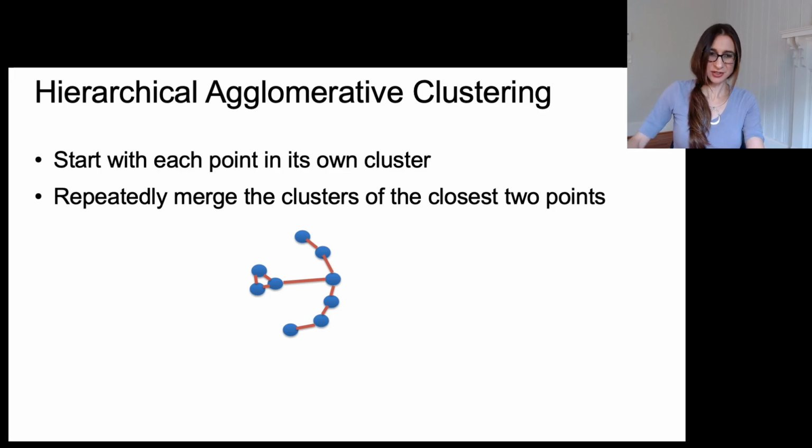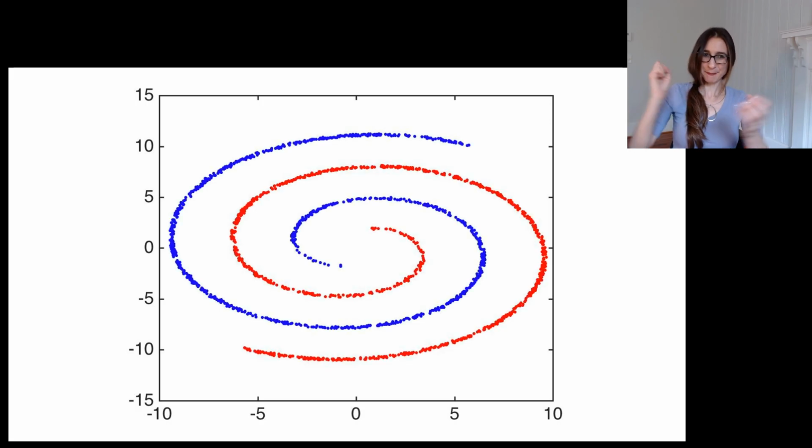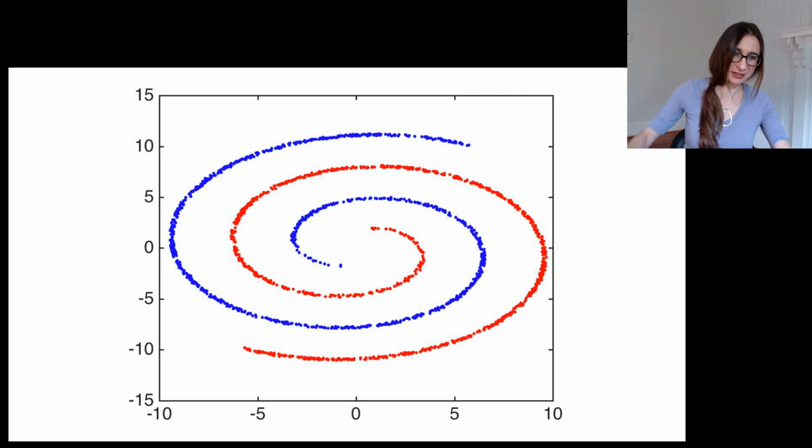So let us try it on the Jelly Roll data set. Remember, k-means was awful on this data set. K-means produced garbage on this data. So let's try hierarchical agglomerative clustering, and we'll stop it just before the very end, and perfect. A lovely result from hierarchical agglomerative clustering.